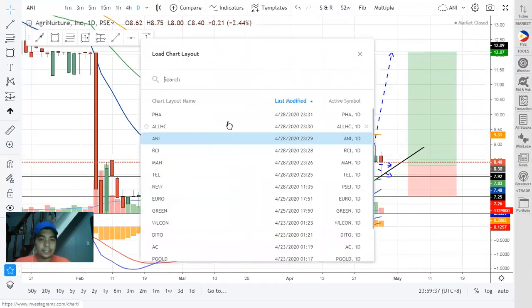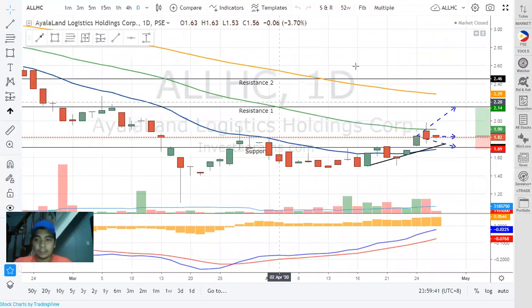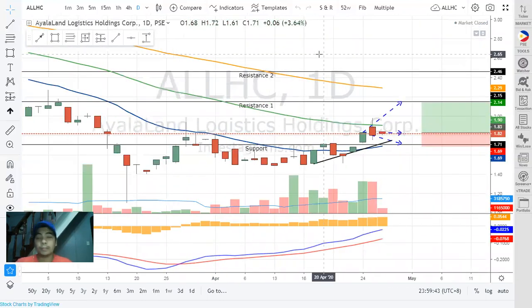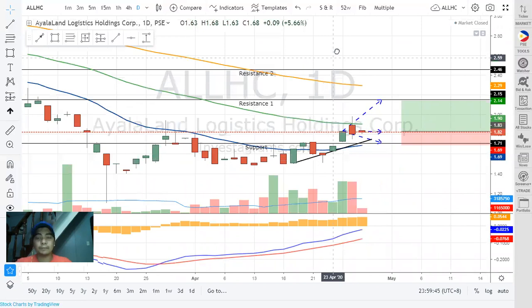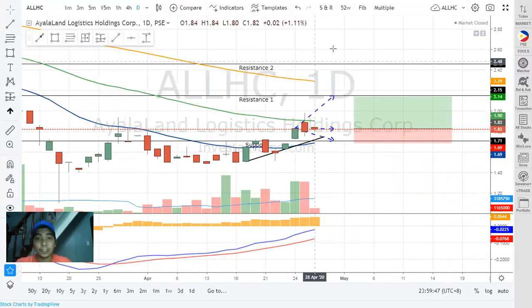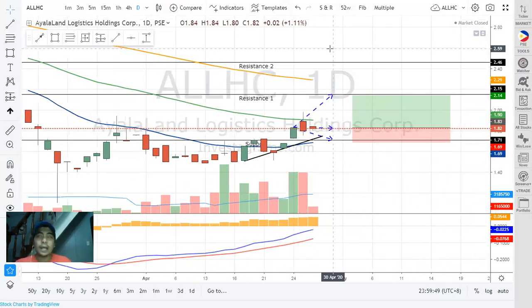Ayala Land, logistics. If you're reading my posts, by the way, you can see that I've been posting news articles about these businesses, and Ayala Corporation as a whole has been venturing more into medical and logistics rather than the things they usually dominate, like properties.